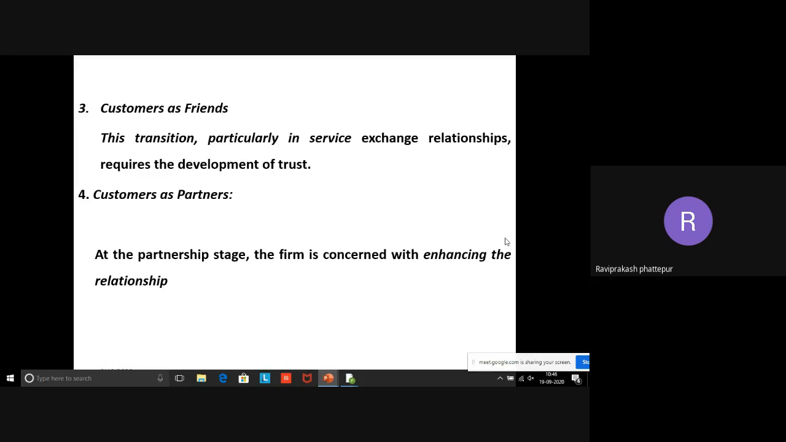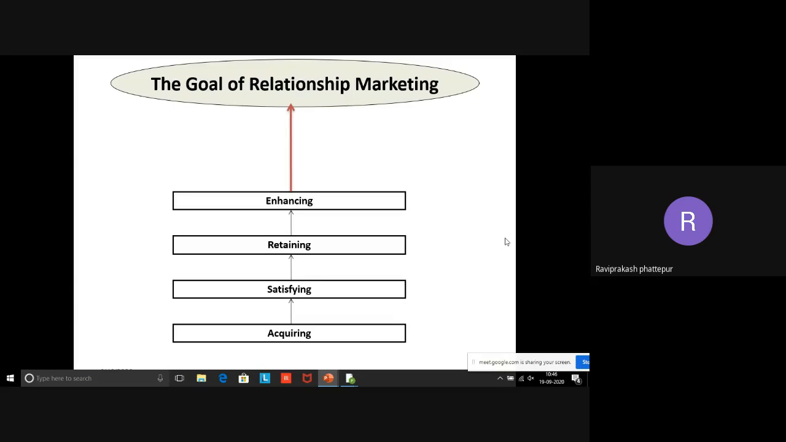Then the last one is customers as partners. So as and when the trust deepens and there is a sense of commitment created from the customer point of view, he will be coming to our firm or our company only to avail a particular service which is being given by our firm. Okay, if he ever thinks to get any service of that particular kind. Okay, these are the four ways or the four levels: customers as strangers, customers as acquaintances, customers as friends, and customers as partners.